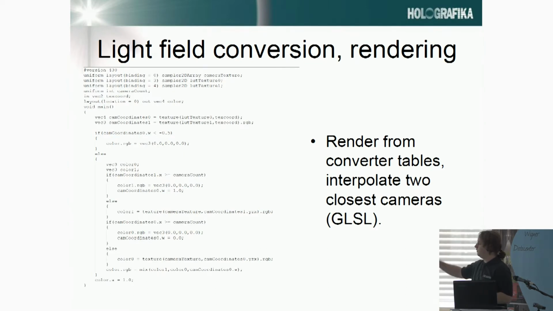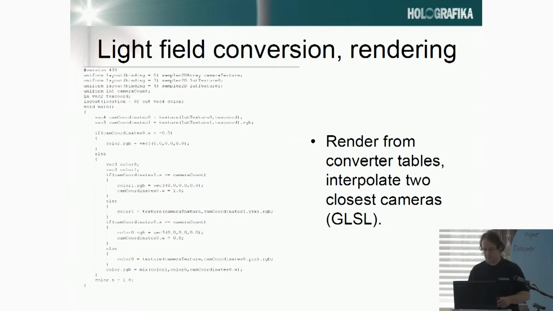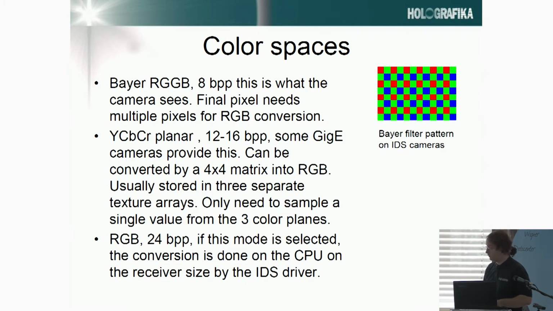So we take these values, and then we make a simple lookup from the sampler into the array of camera images. With the first one, the second one, and then we do the interpolation, which is a mix. And this is going to be our final display color. So everything is pre-computed, and then we can do on-the-fly rendering.